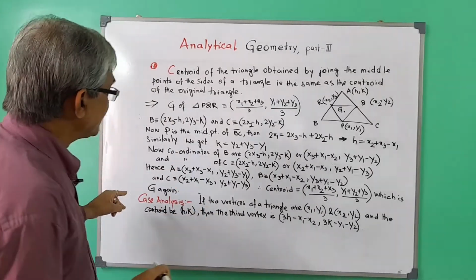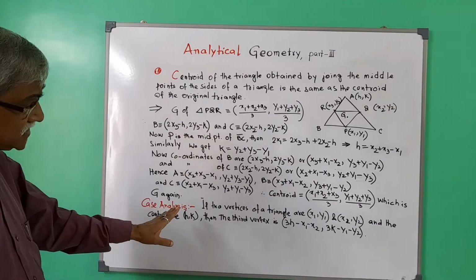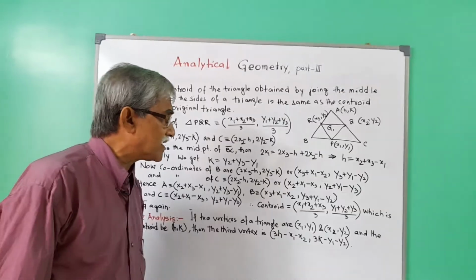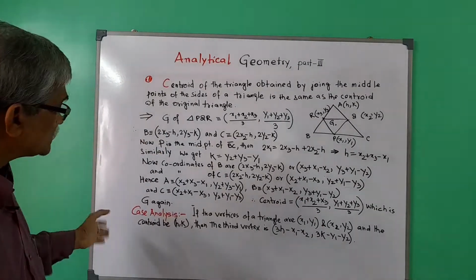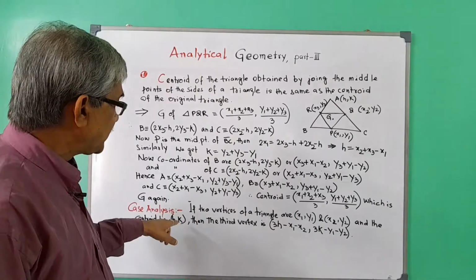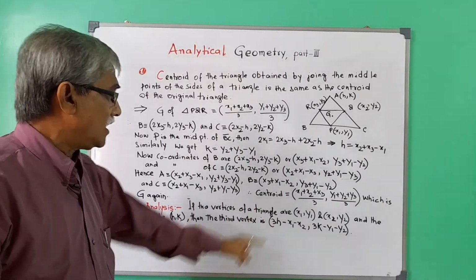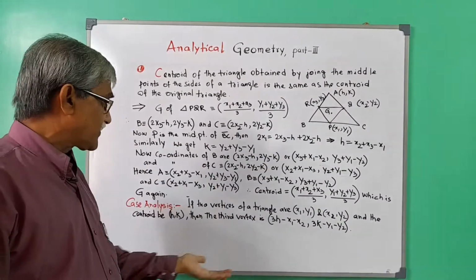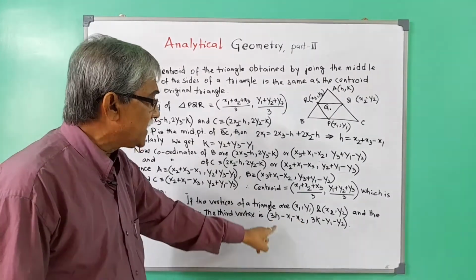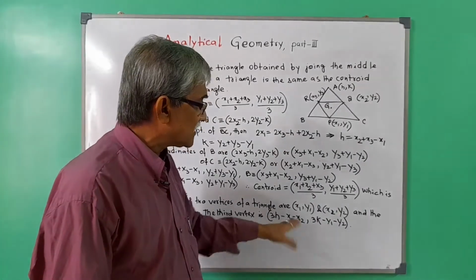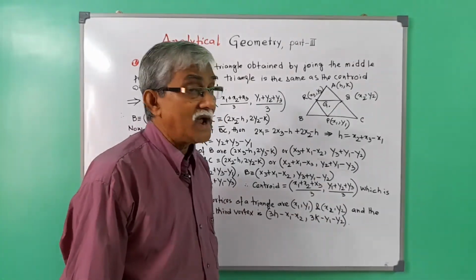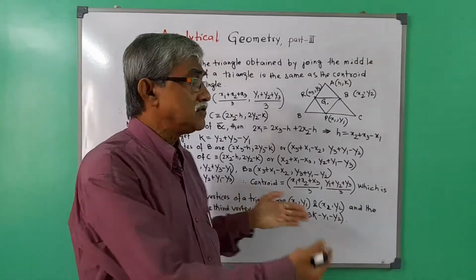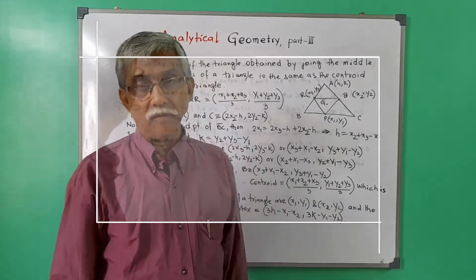Now, one case analysis, an important point we can get from here. If two vertices of a triangle are respectively (x1, y1) and (x2, y2), and the centroid is given as (h, k), and you want to find the vertex, then the third vertex is going to be (3h - x1 - x2, 3k - y1 - y2). Very important one, you can utilize it in your future problems.